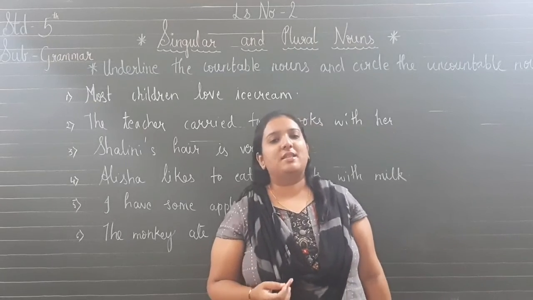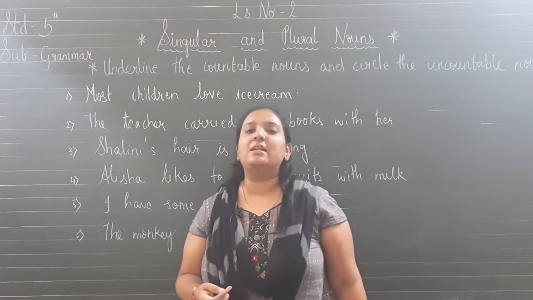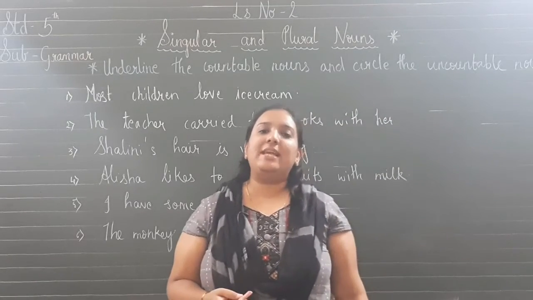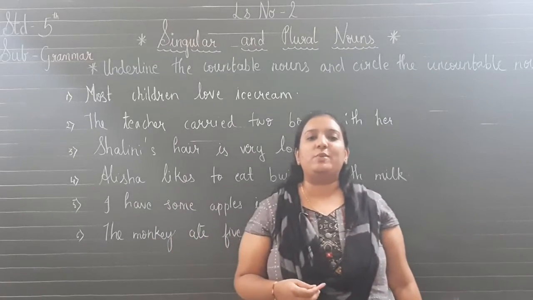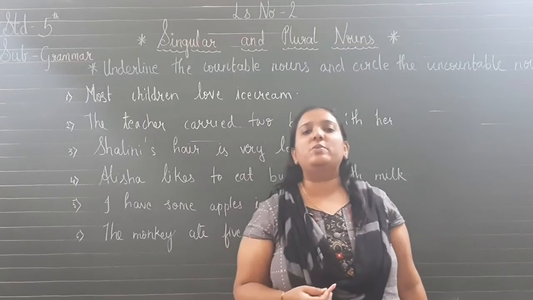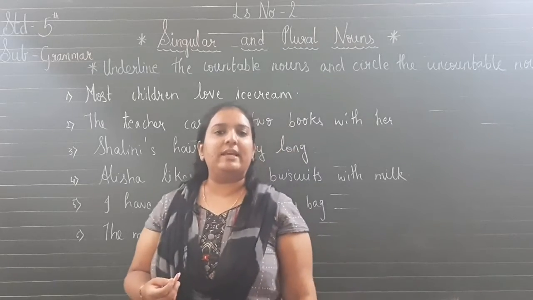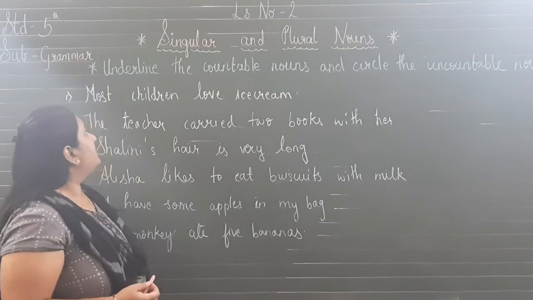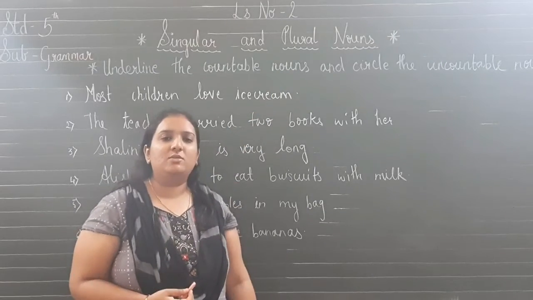Okay my dear students, now let us move to the next exercise. This exercise is of countable and uncountable nouns. As I already explained, the entities or the items which we can count are called countable nouns, and the entities or items which we cannot count are called uncountable nouns. So now let us have a look at the exercise. The exercise tells us to underline the countable nouns and circle the uncountable nouns.